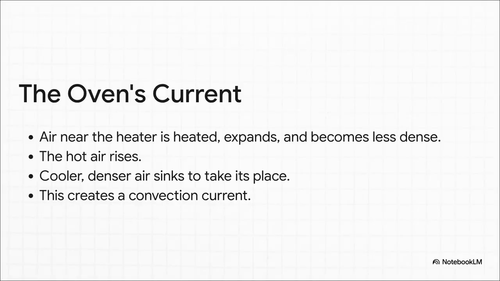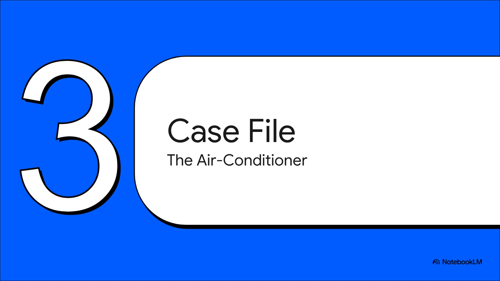And there's our cycle. The air near the heater gets hot and rises, just like our rule says. But it has to go somewhere, right? So it pushes that cooler, denser air at the top out of the way, forcing it to sink downwards. That cooler air reaches the heater, gets hot itself, and the whole process starts all over again. This constant circulation is called a convection current, and it's exactly what makes sure your entire oven heats up nice and evenly.